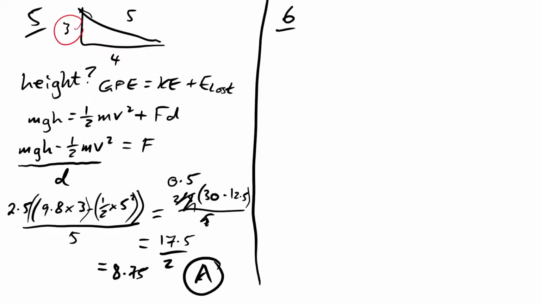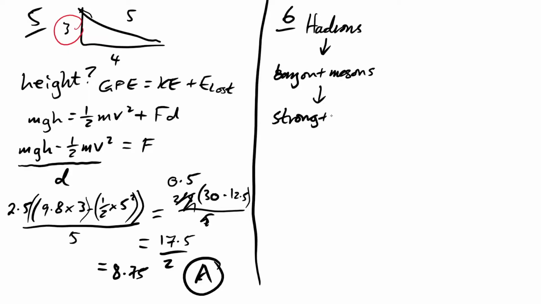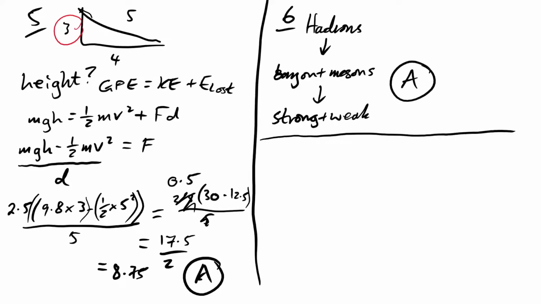Which row is correct? Well, hadrons, so that's baryons and mesons, they feel both the strong and the weak. So therefore the answer is A. Might be tempted to just say just strong, but no, it is weak as well. Leptons only experience the weak force.